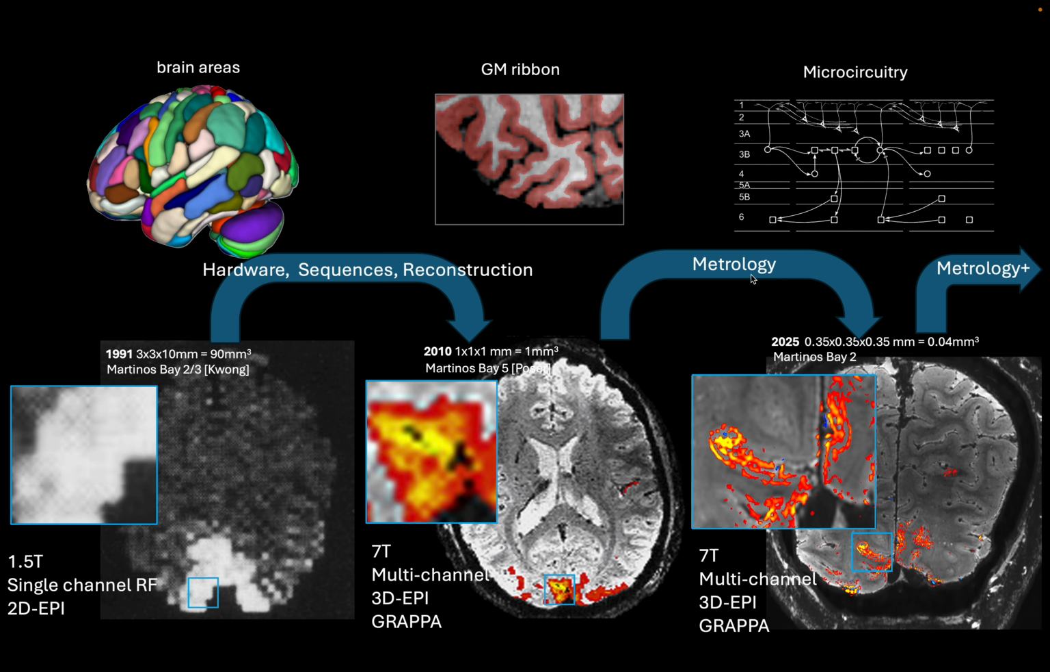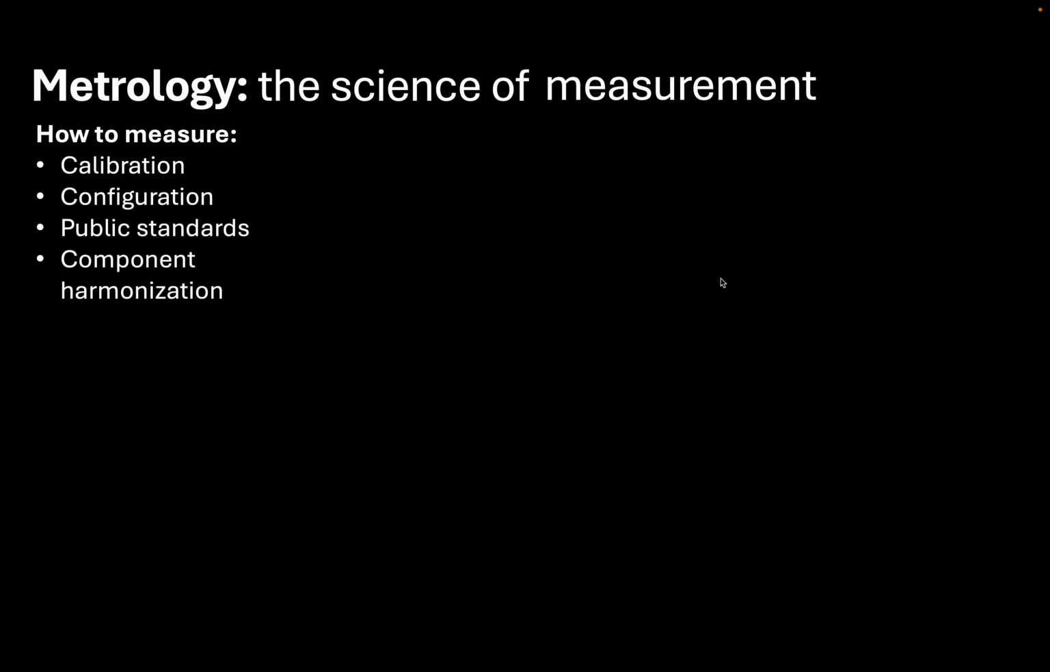So metrology is the science of measurements. It's about calibrating your scanner. It's about configuring your scanner. Think of it like a scale, right? If you have a scale to weigh something, you need to calibrate it. You need to configure it. You have the hardware and software that need to be harmonized, and you need to have public standards, something like a kilogram, right?